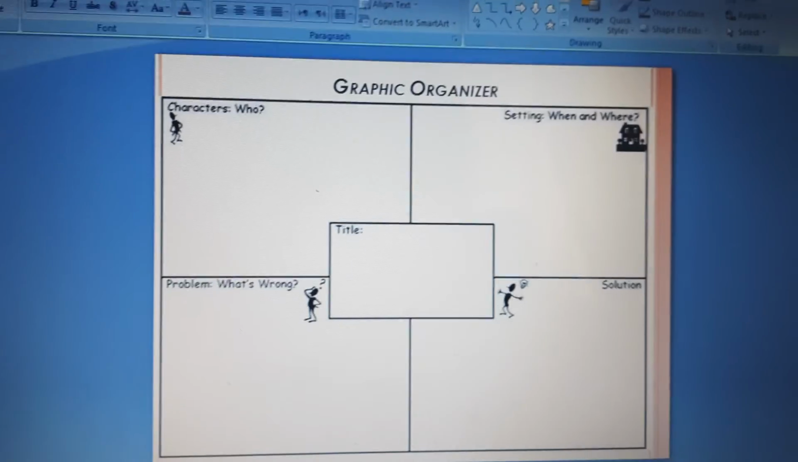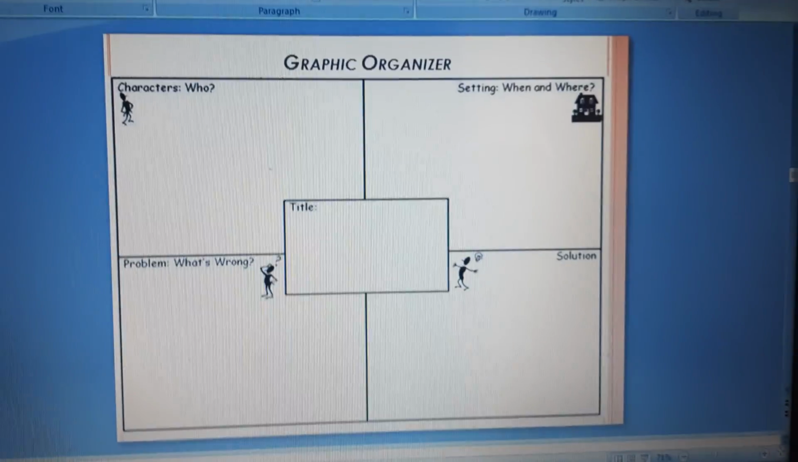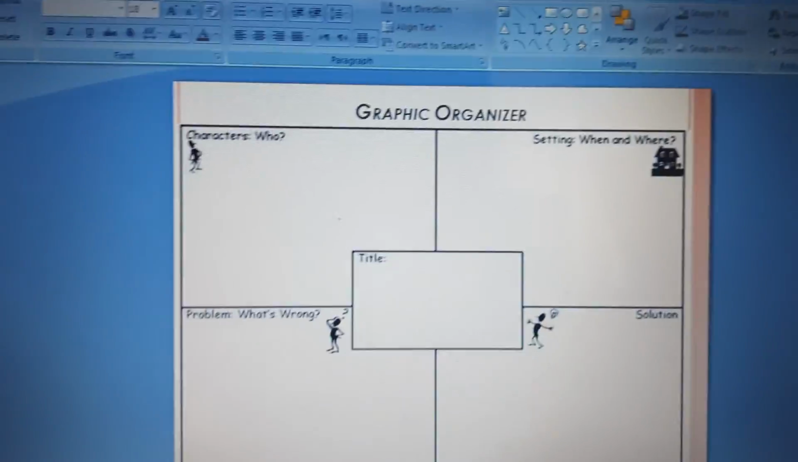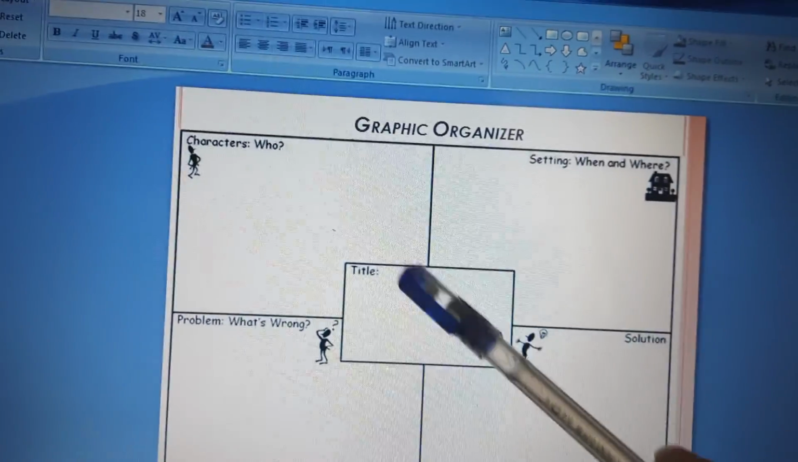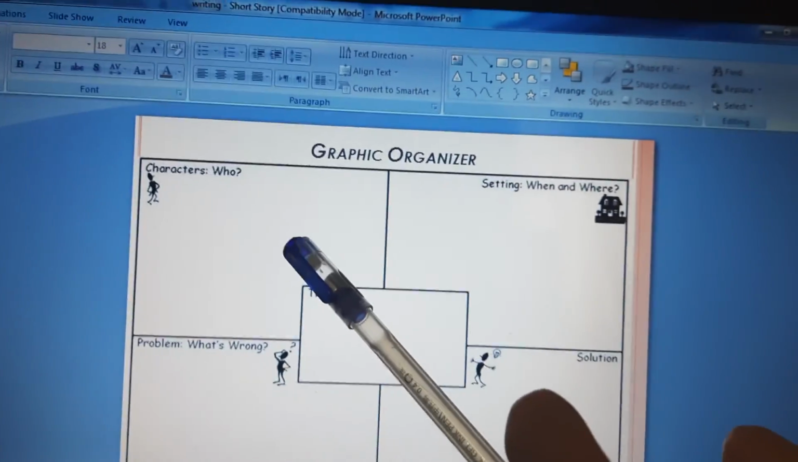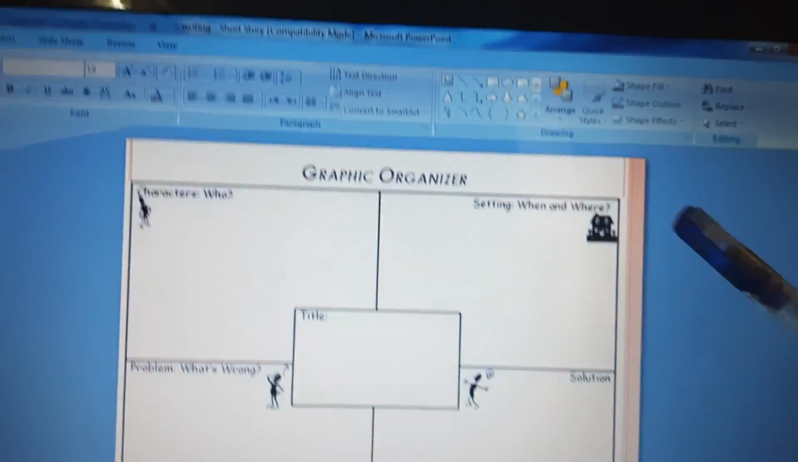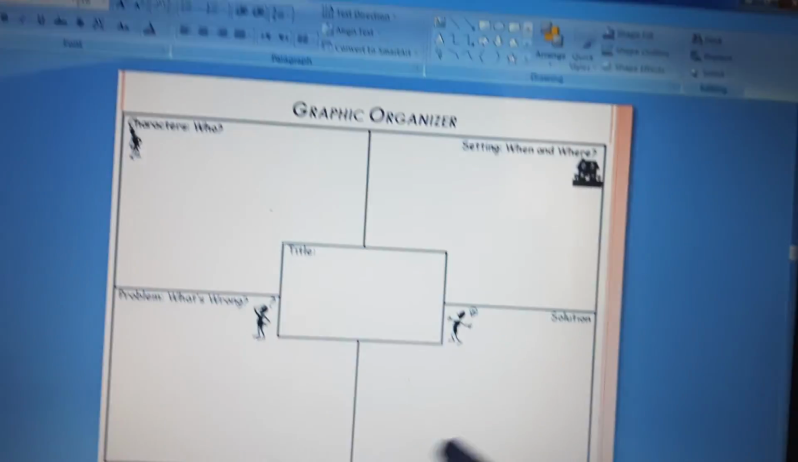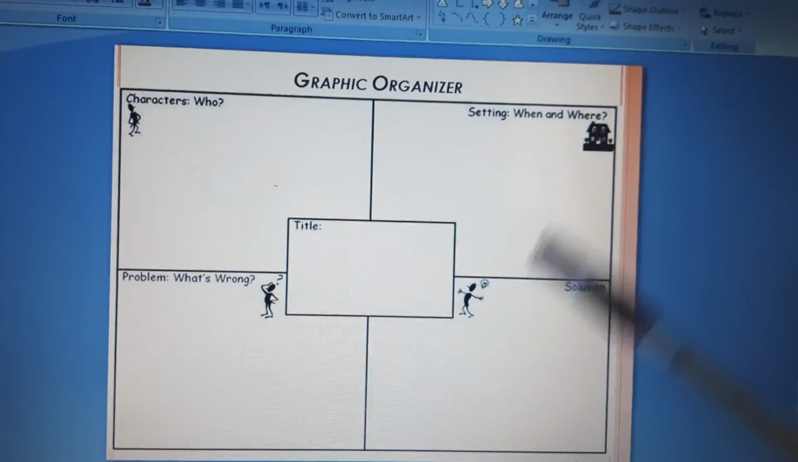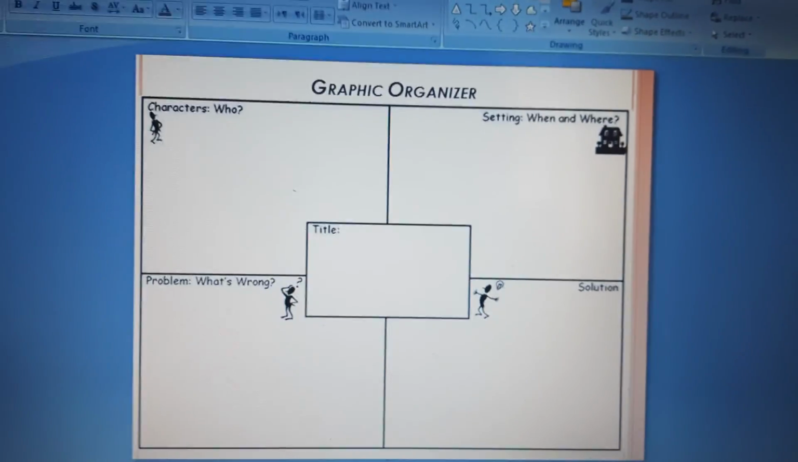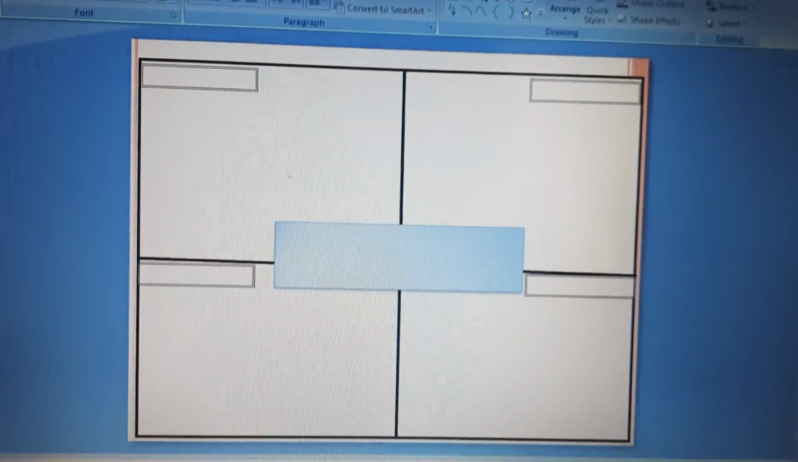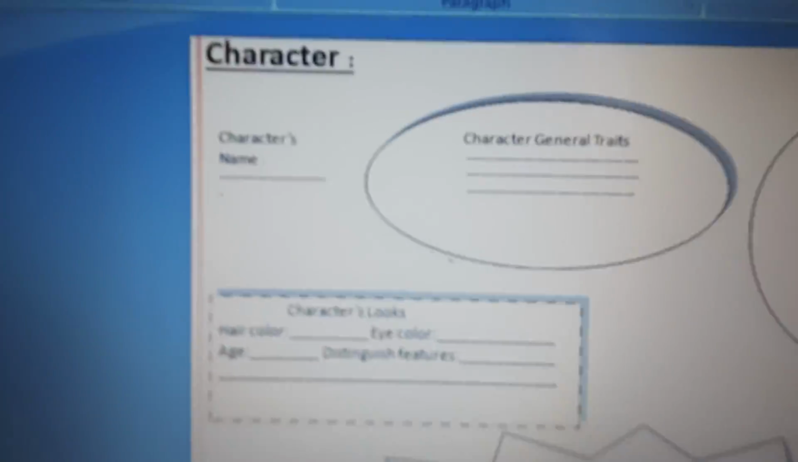Here we have brainstorm. This is the graphic organizer. We have here, just give me a second. I can write the title of the story, characters, who, setting, when and where. Here we have problem and solution. Use this to write your graphic organizer. Good. This is the one. Okay, characters. Here, characters' names.